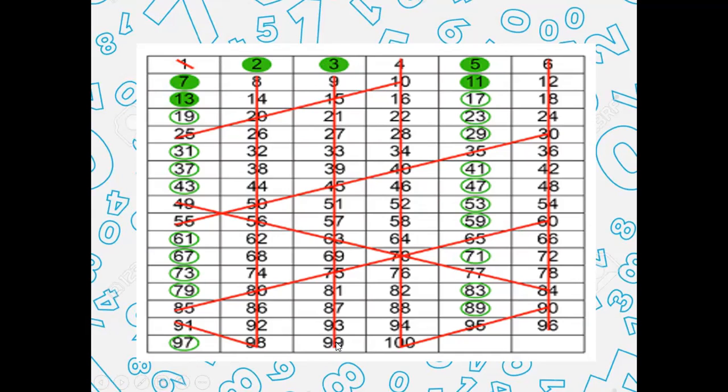Now the last one, it says draw diagonal lines for all multiples of 5 and 7 except 5 and 7. So let's take first 5. 5 multiplied by 1 is 5. 5 multiplied by 2 is 10. 5 multiplied by 3 is 15, and it goes down. But except 5, so you're not going to include 5. So we will start with 10, 15, 20, 25. So what else? We've got 30, 35, 40, 45, 50, and 55.